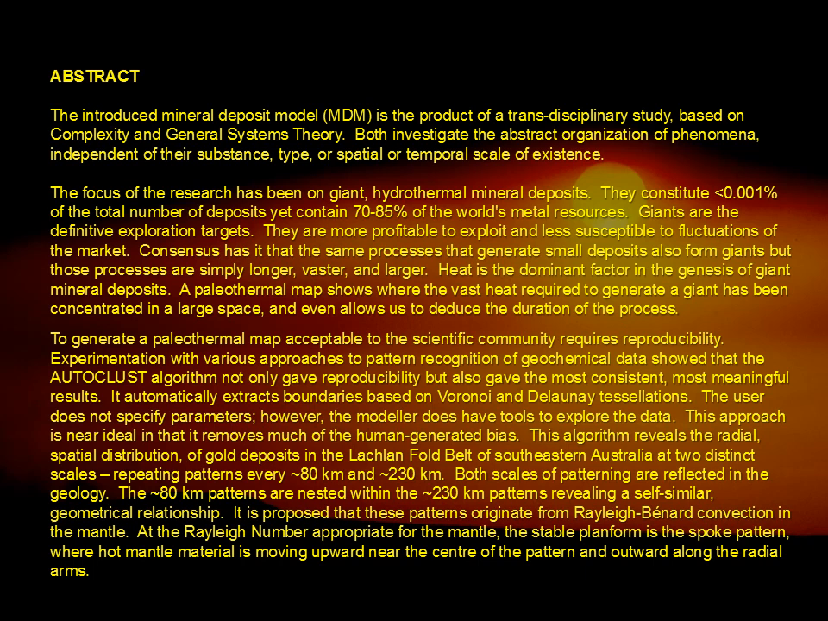A paleothermal map shows where the vast heat required to generate a giant has been concentrated in a large space and even allows us to deduce the durations of the process. To generate a paleothermal map acceptable to the scientific community requires reproducibility. Experimentation with various approaches to pattern recognition of geochemical data showed that the autoclust algorithm not only gave reproducibility, but also gave the most consistent, most meaningful results.